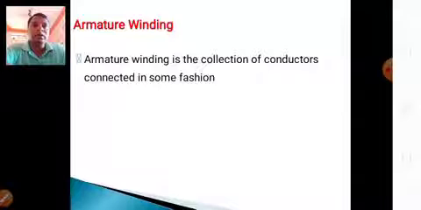So what is armature winding? Armature winding is a collection of conductors connected in some fashion. We already discussed in the last class what the armature and armature winding are. The armature has a number of slots, and in these slots we place the winding. So it is a collection of conductors connected in different fashions.